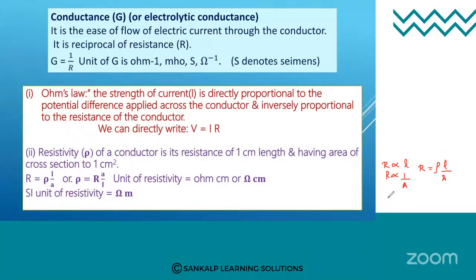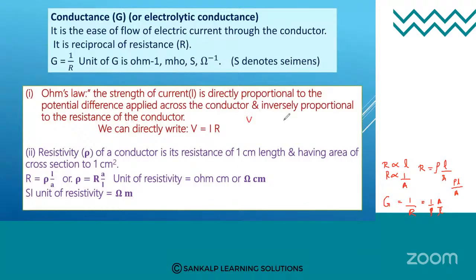Similarly, if I talk about conductance, conductance is what? It is the reciprocal of resistance. So I can say conductance is the reciprocal of resistance. Resistance is rho L by A. Conductance is 1 by rho A by L. Is that right? So 1 by rho A by L. This is conductance.